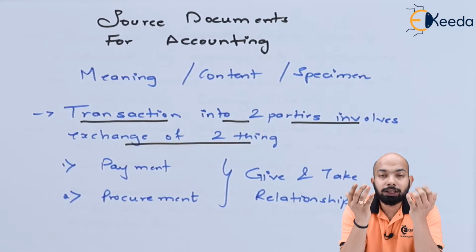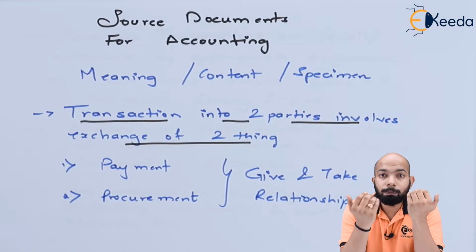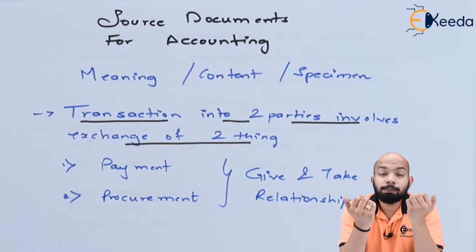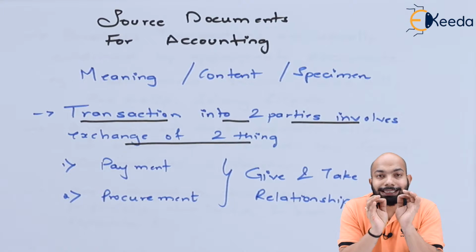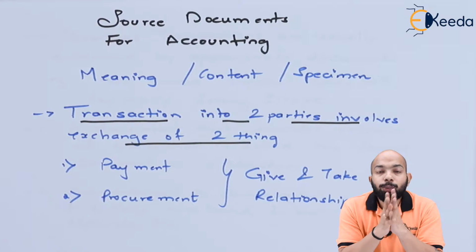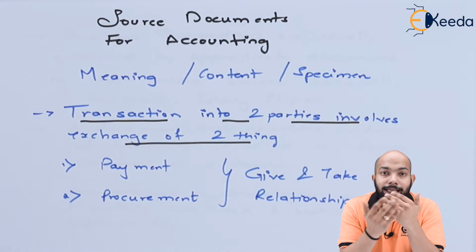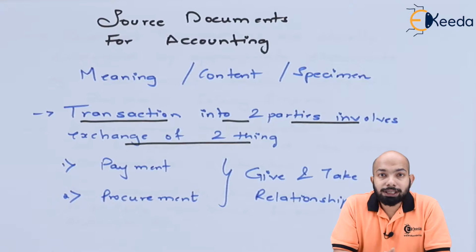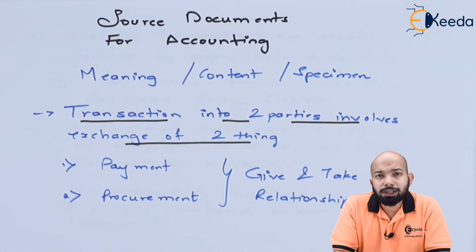Now this transaction involves two specific things. First is payment. That means Mr. A will pay Mr. B for the products that he has procured. And the second is procurement. So these two things are really important in any transaction between Mr. A and Mr. B. First is payment and the second is procurement. It can be vice versa also: procurement first and payment afterwards. Whichever the case may be, these two are the most important things when we talk about an exchange in any transaction.